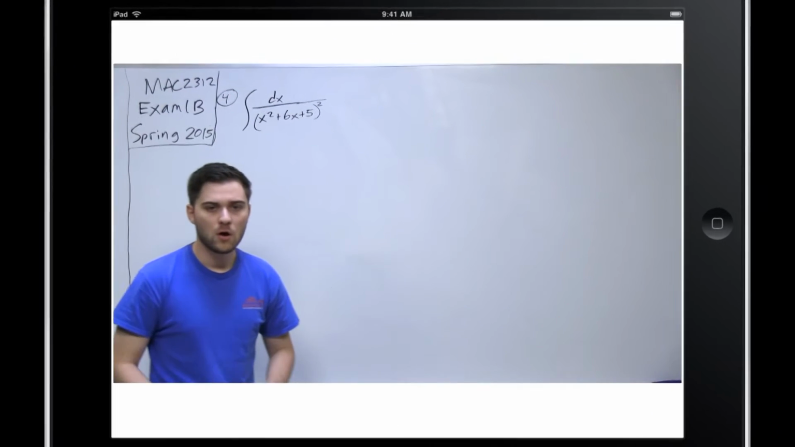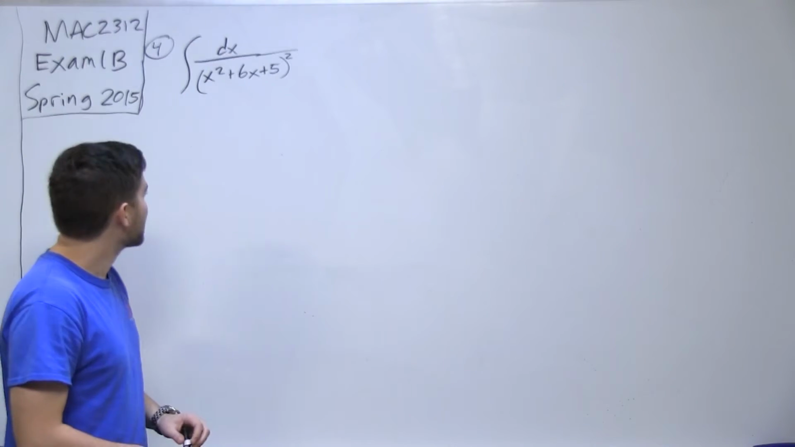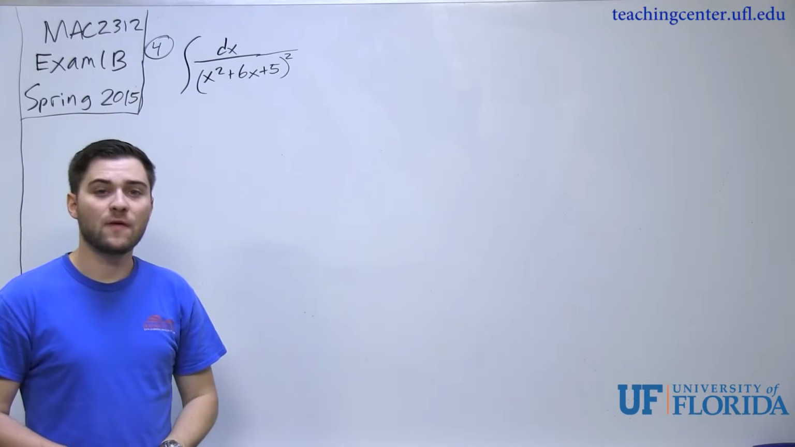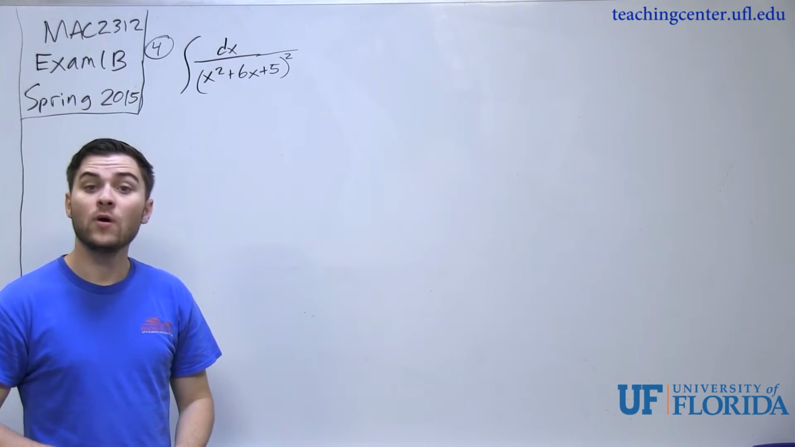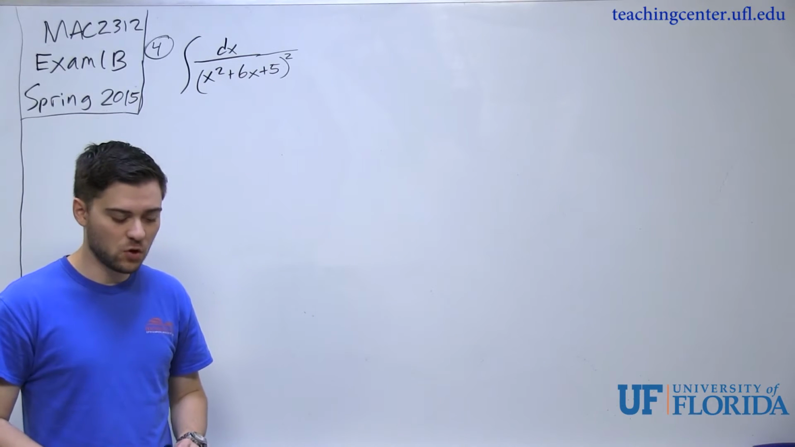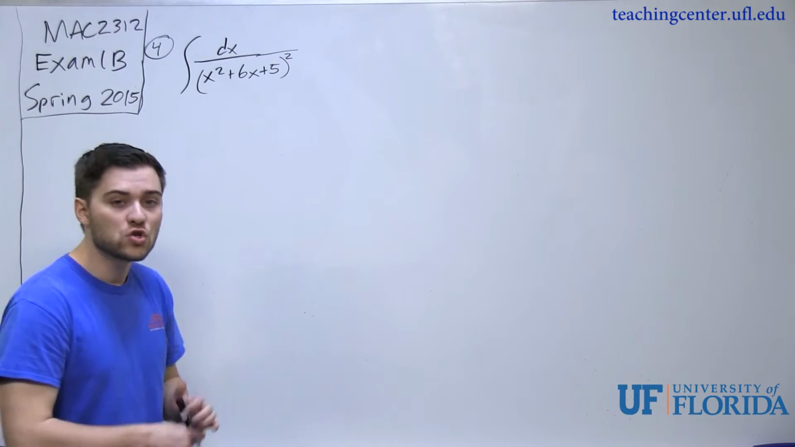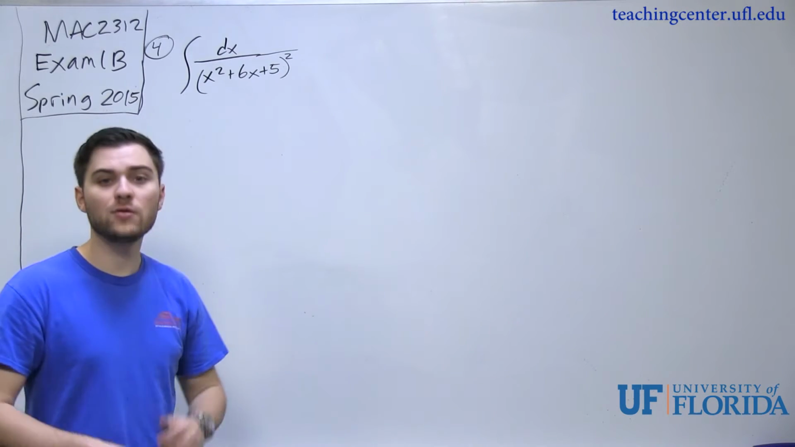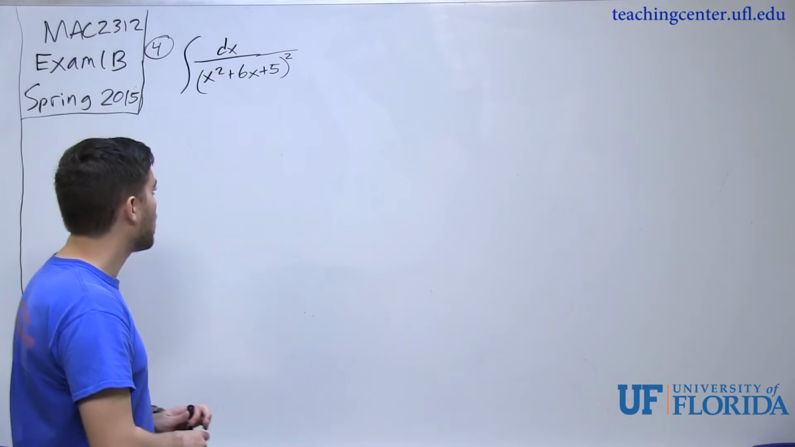Problem number 4 on Spring 2015 gives us an integral, dx over (x squared plus 6x plus 5) quantity squared, and it says use trig sub to transform the integral into a trig integral. But it doesn't say solve it, so if you look at all the answers, they're all left in terms of theta unsolved. So all we have to do is figure out the substitution, plug it in, and from there we can just leave it and we can say that we answered the question.